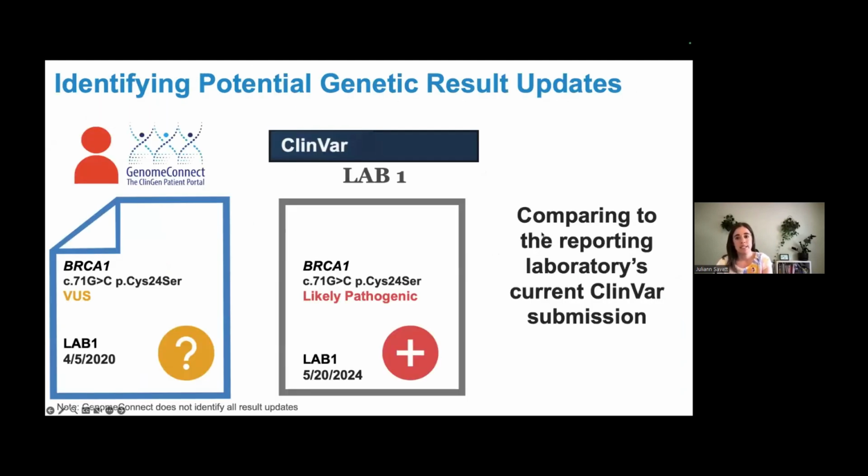We identify updates really in two main ways. First, we compare participants' genetic test reports to that reporting lab's classification currently in ClinVar. So if a participant uploads a report from laboratory 1, as I will call them, and that variant is classified as a variant of uncertain significance, but when we go to submit to ClinVar, we see that lab 1 now classifies it as likely pathogenic, that's an update that we work to share back with that participant if they've chosen to receive that from us. We let them know there might be new information.